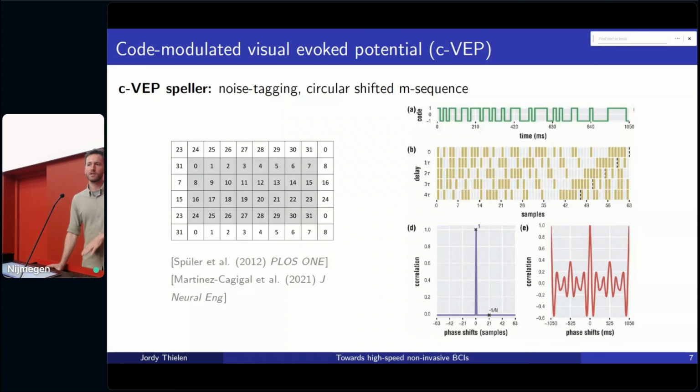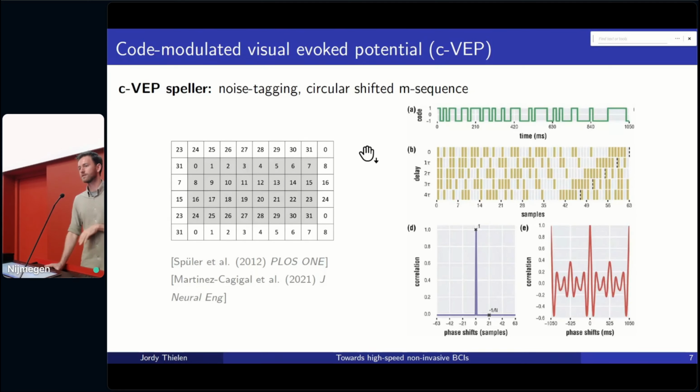What we typically do in a CVEP speller is we use a so-called M sequence, which is this code over here. It's a binary code where the 1 would mean a character is flashing, so the background is white, and a 0 would mean the background is black. So by going up and down throughout this sequence, we're actually highlighting a specific character. Now these sequences actually come from telecommunication.